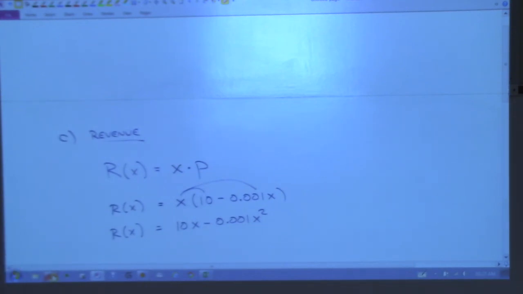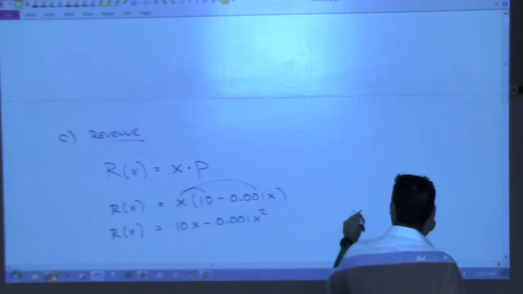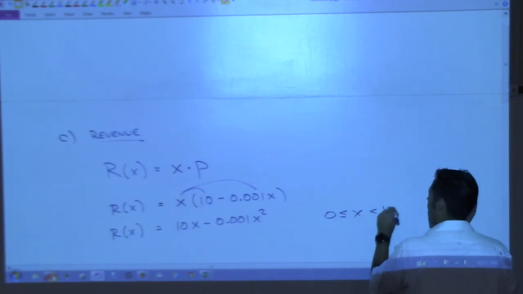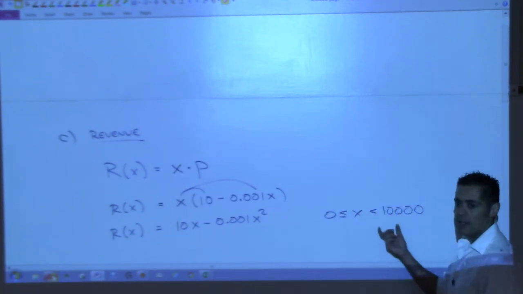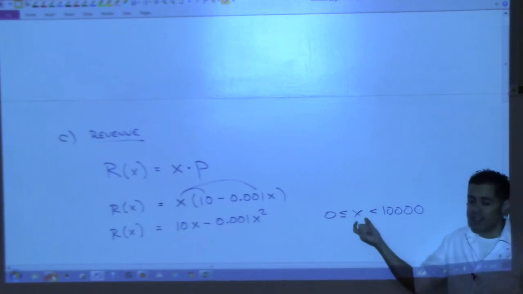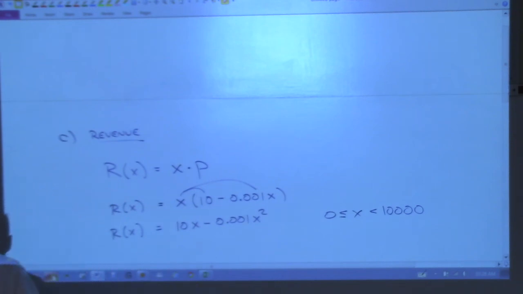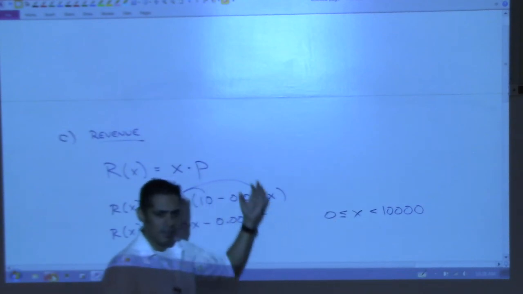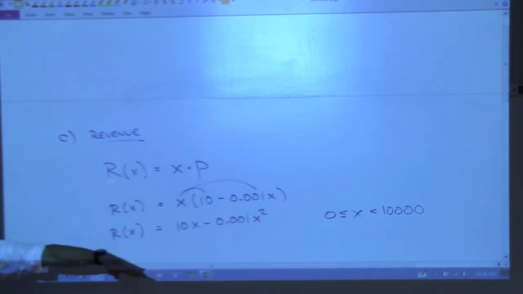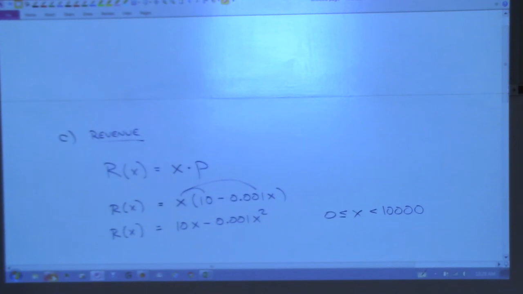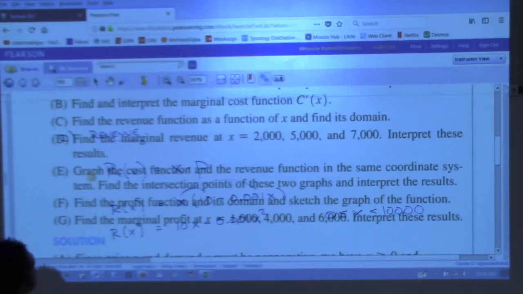Now, part C also asks for the domain of this. But the domain is going to be exactly the same as the domain of our price-demand equation, right? We said that x had to be between 0 and 10,000. Well, our revenue can't be something different than that because our price is based upon this also, right? So you just copy that from the first part and bring it down. Y'all still with me? I'm running out of time here. So I believe we have answered part C.